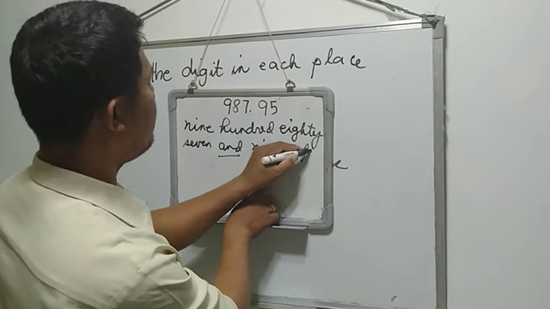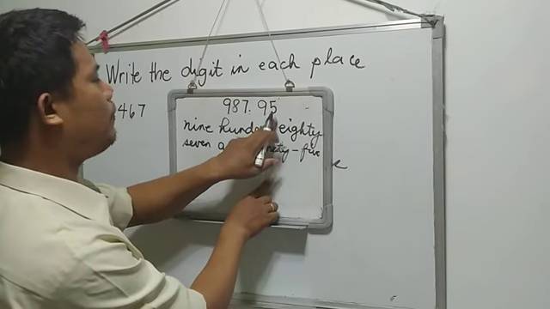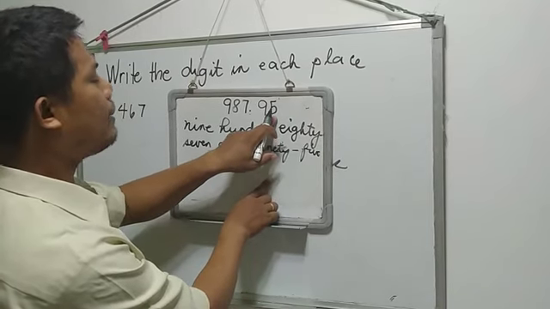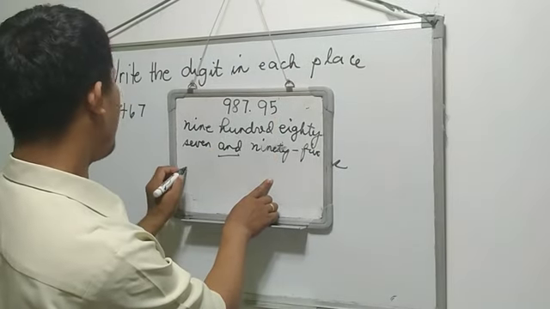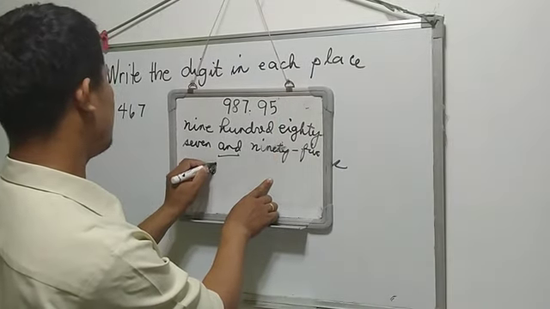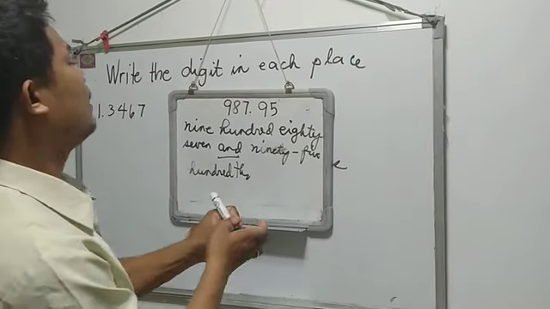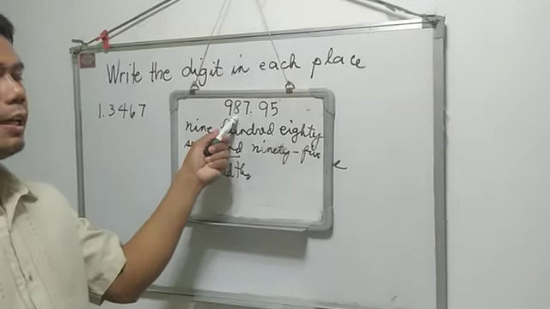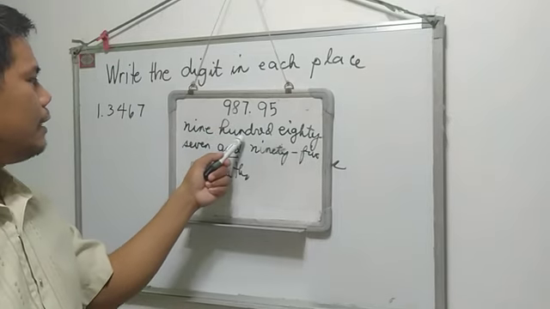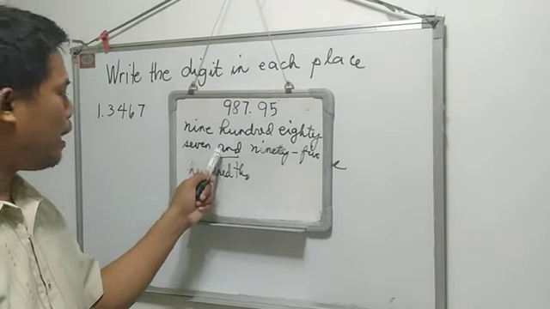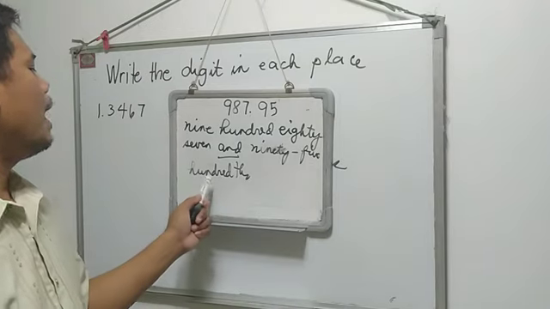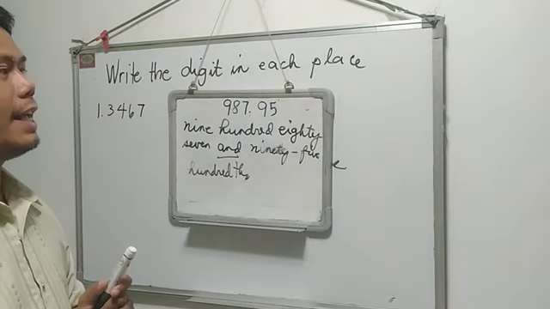Ano yung place value ni 5? Thousands. Ay, hundreds. So, 95 hundredths. So, that is the answer for number 1. This number is read as 987 and 95 hundredths.